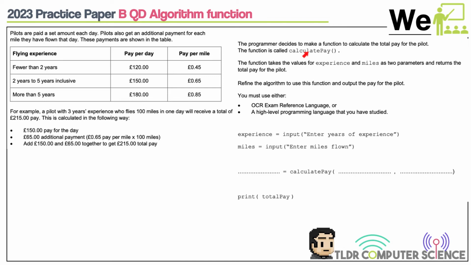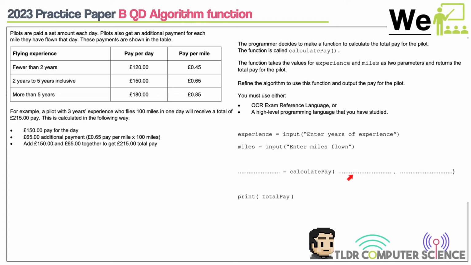So the function is called calculate pay, which is this one here. It's going to take in the values of experience and miles as two parameters. So you have to do it in the same order they've said. So you put experience here and miles here. They will be sent to calculate pay, and then it will return the value, and then it'll need to be stored. And let's say we store it in total pay just like before.